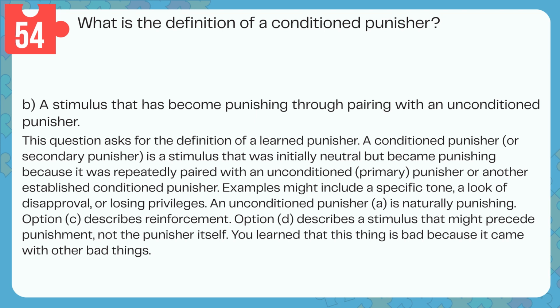An unconditioned punisher, A, is naturally punishing. Option C describes reinforcement. Option D describes a stimulus that might precede punishment, not the punisher itself. You learned that this thing is bad because it came with other bad things.